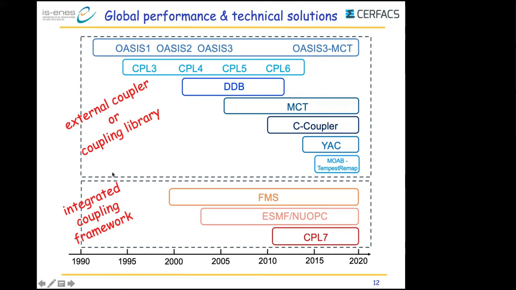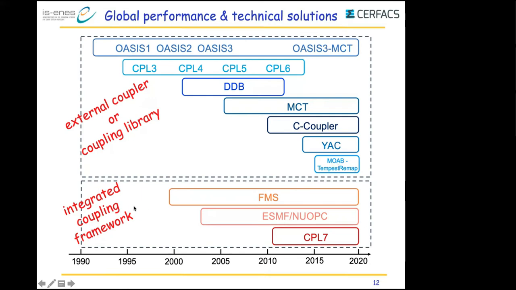I mean, the coupler, at the top you have the software which adopt the external coupler or external coupling library approach. You have here OASIS3-MCT, as you said. You have also the first version of the NCAR coupler. You have DDB, which is developed at UCLA. You have the MCT coupler, the C coupler developed in China. You have Valcke, which is developed in Germany. And more recently, you have Moab Tempest Remap developed in the States.